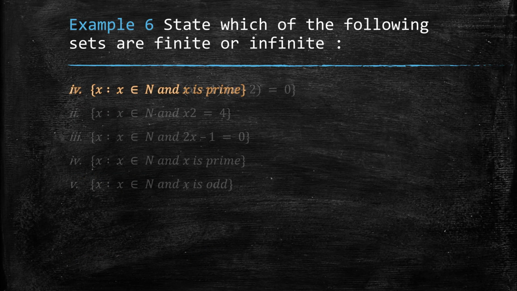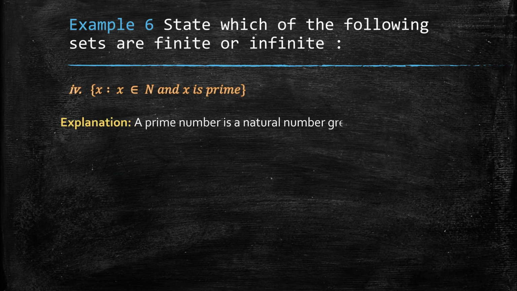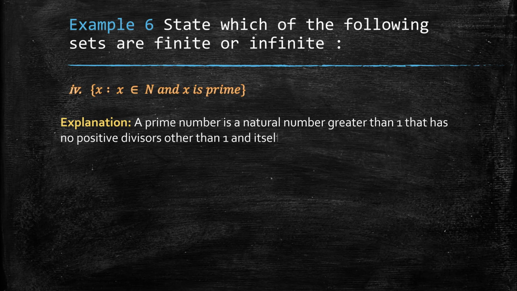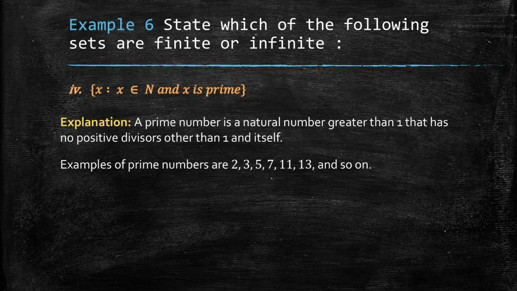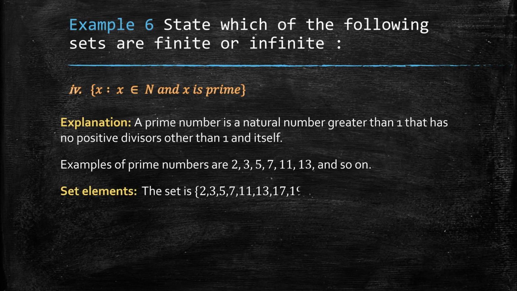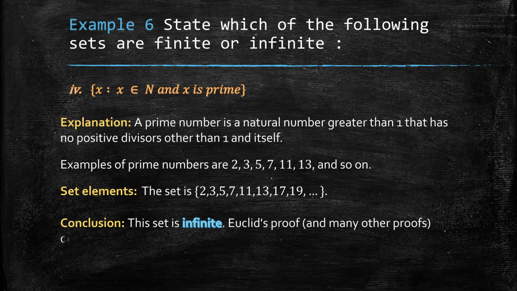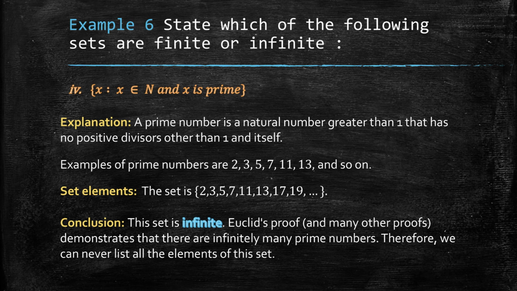Now let's solve the next question. A prime number is a natural number greater than 1 that has no positive divisors other than 1 and itself. Examples of prime numbers are 2, 3, 5, 7, 11, 13, and so on. The set is 2, 3, 5, 7, 11, 13, 17, 19. Conclusion: this set is infinite. Euclid's proof and many other proofs demonstrate that there are infinitely many prime numbers. Therefore, we can never list all the elements of this set.